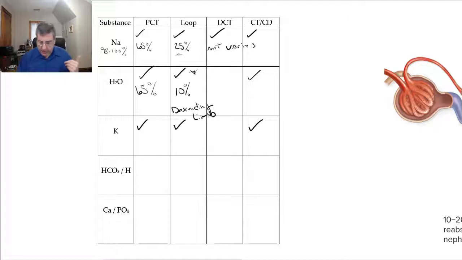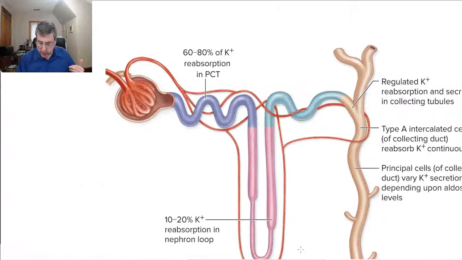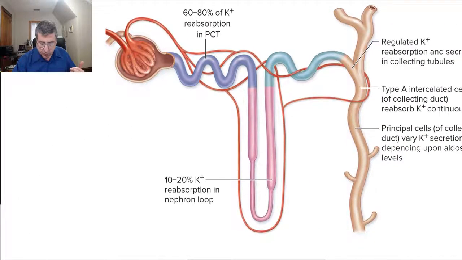Okay, what do I mean by descending limb? Okay, here's a picture of a nephron. Now this is specific for potassium. Ignore the writing. Just look at the picture itself. Proximal convoluted tubule, so water is going to be 65% in the proximal convoluted tubule. Then we get into the nephron loop. This is your descending limb. This is your ascending limb, okay?